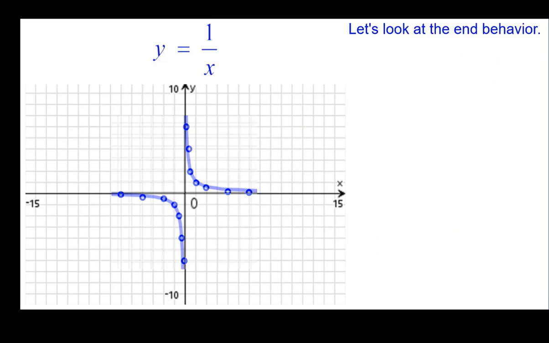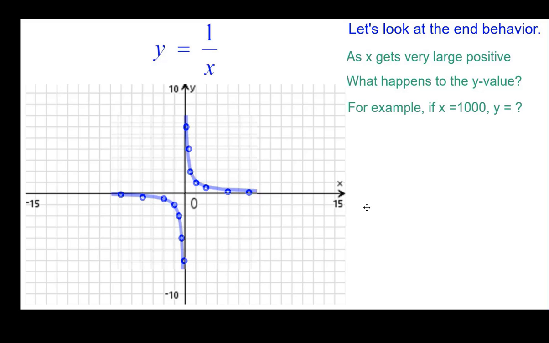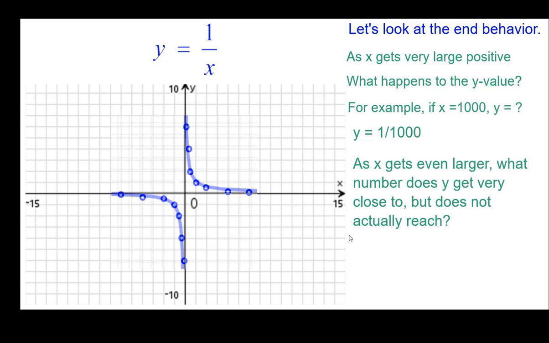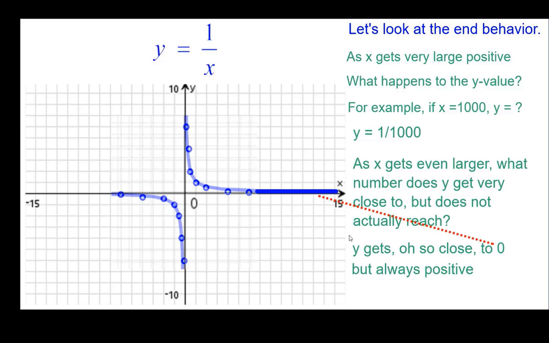To finish the graph, we're going to have to look at end behavior. What's happening at the ends of each of the 4 parts of the axes. So as x gets very large in the positive direction, what is happening to the y value? For example, if x was 1,000, y would be 1 1,000th. So we'd go way out 1,000 and go up a little bit, 1 1,000th. And as x gets even larger than 1,000, what number does y get really, really close to but does not actually reach? And that number, of course, is 0, very close to 0. But keep in mind that it's always positive.